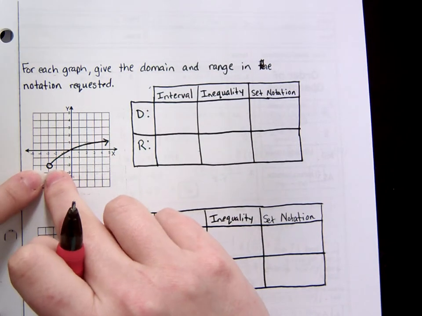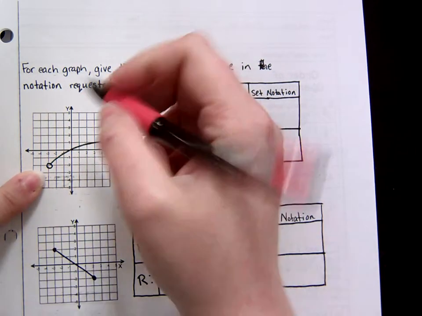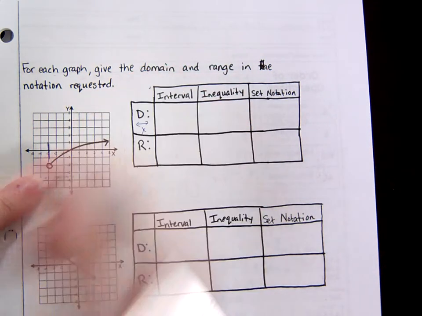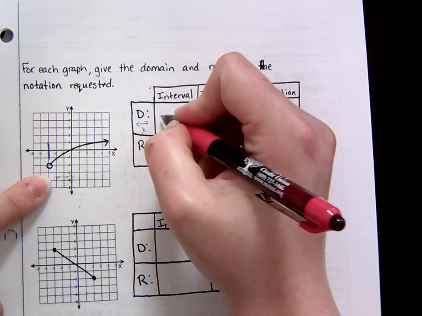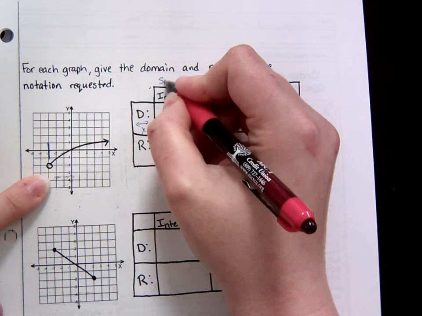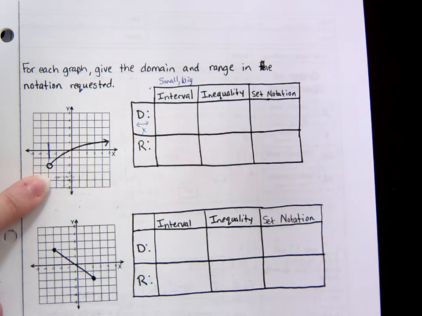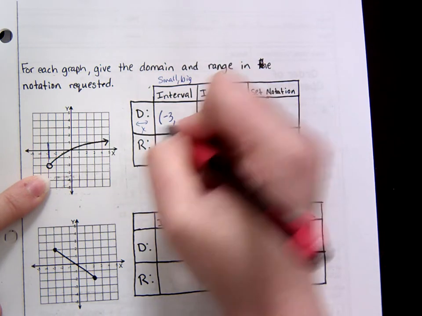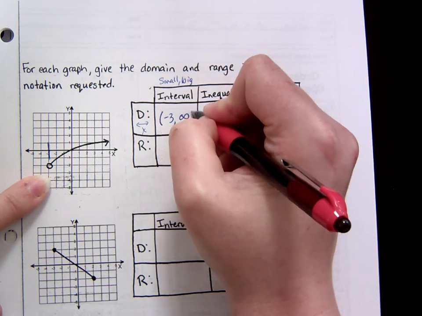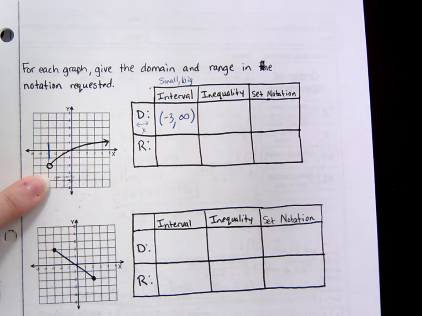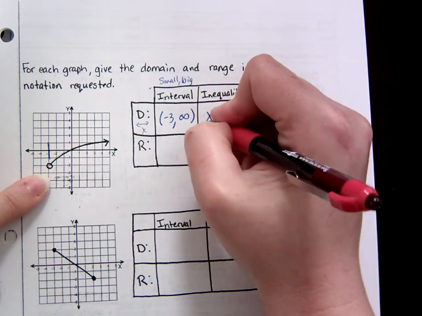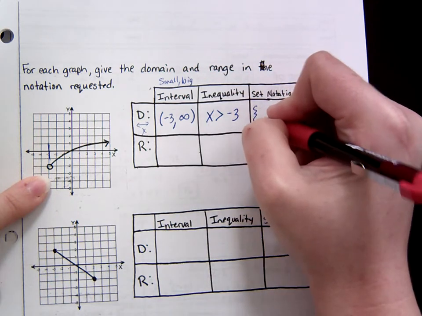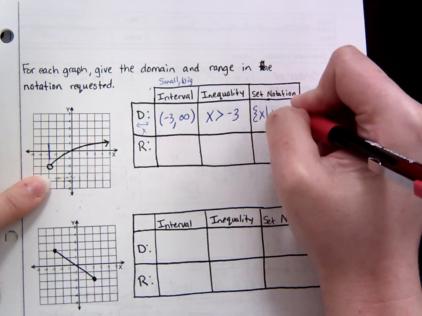This one, it's bound on one side but not the other. So domain, remember this is your x's, your left and right. The furthest left it goes is here at negative 3. So it starts at negative 3 because we go from small to big on my interval notation. And because it's an open circle, we start with the parenthesis, negative 3, and it goes to the right forever off to positive infinity, close with the parenthesis. So all my x values are greater than negative 3. Set notation, it's the set of x values such that x is greater than negative 3.